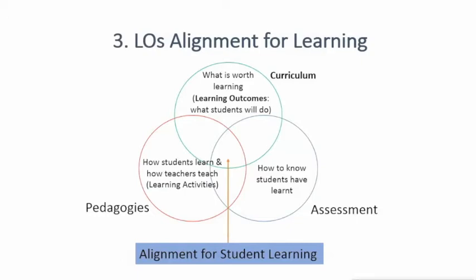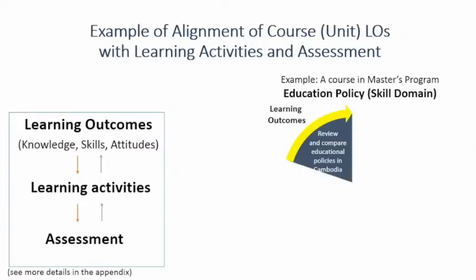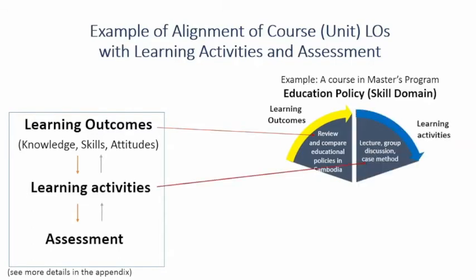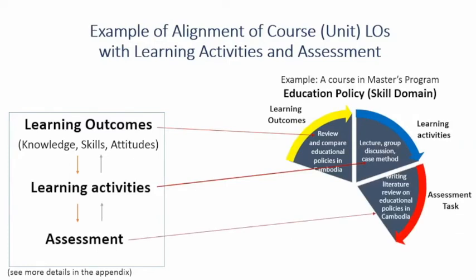Thus, he or she needs to identify what curriculum content to teach, how to teach, and how to assess students' learning. To achieve course learning outcomes, learning activities and assessment need to be aligned. For example, a master course in education policy, which is the level 7 in CQF, the teacher uses different methods in learning outcomes, learning activities, and assessment.